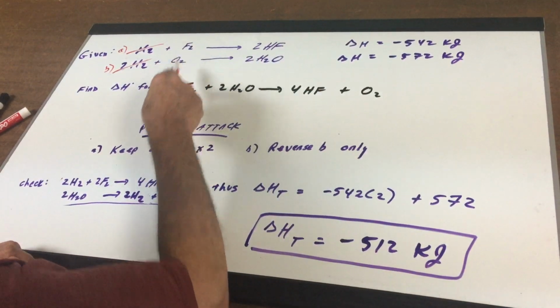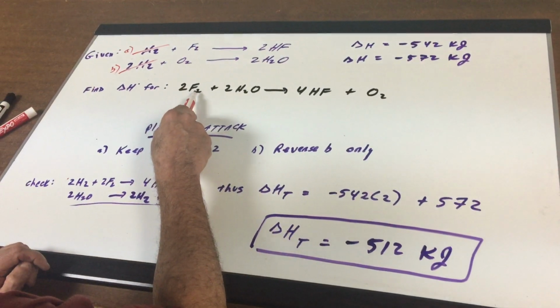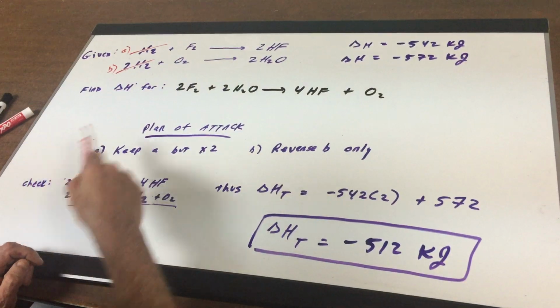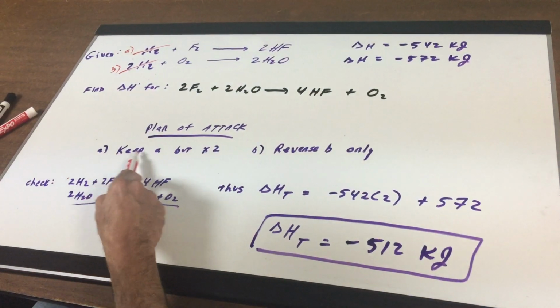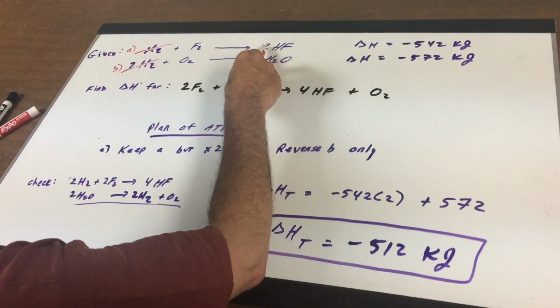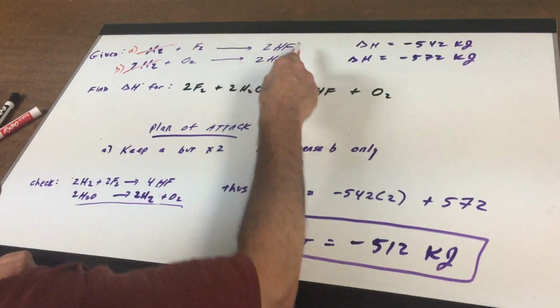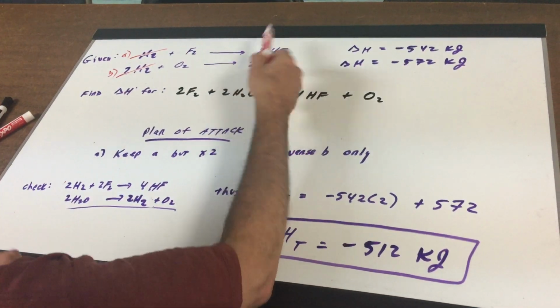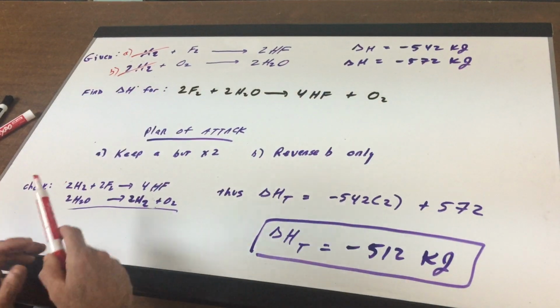Let's look at fluorine. In the mother equation, we want the fluorine to be on the left side. And it is on the left side, but we need a 2 in front of it. So my first plan is to keep reaction A, but times it by 2. Or if you looked at 2HF, you would have seen that HF is on the right side, which is correct, but you need a 4, so you would have timesed it by 2. So either way.